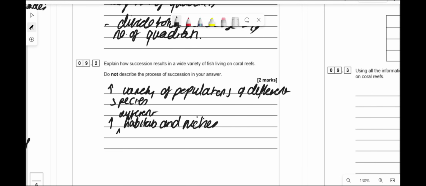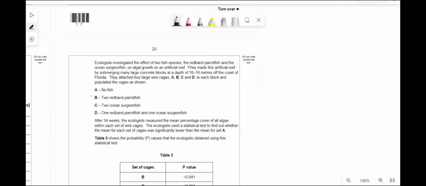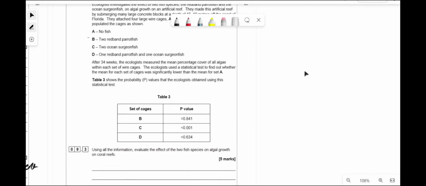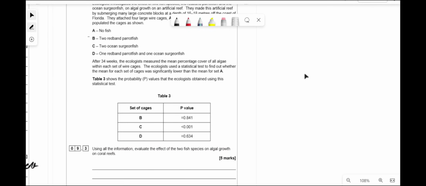Ecologists investigated the effect of 2 fish species, the red band parrotfish and the ocean surgeonfish, on algal growth on an artificial reef. They made this artificial reef by submerging many large concrete blocks at a depth of 16 to 18 meters off the coast of Florida. They attached 4 large wire cages A, B, C, and D to each block and populated the cages as shown. So cage A has no fish, B has 2 red band parrotfish, C has 2 ocean surgeonfish, and D has 1 red band parrotfish and 1 ocean surgeonfish.